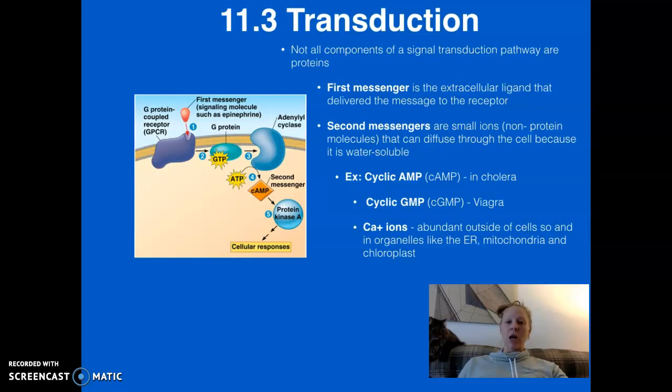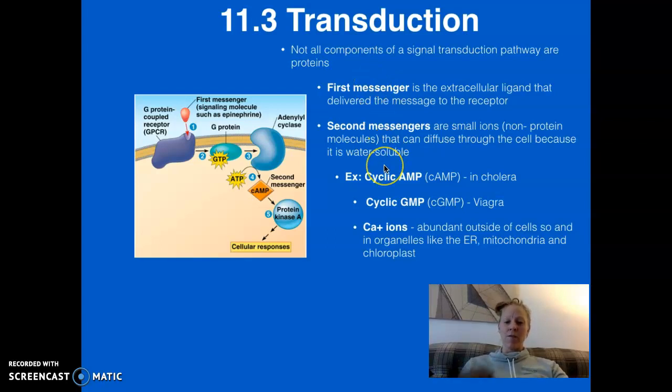Not all components of a signal transduction pathway are proteins. We also have second messengers. Second messengers are the same thing as relay proteins, except that they are small ions or non-protein molecules that diffuse through the cell because they are water soluble. If we call these relay molecules that are not proteins second messengers, then we would call the signaling molecule a first messenger, but we'll just call those signaling molecules.